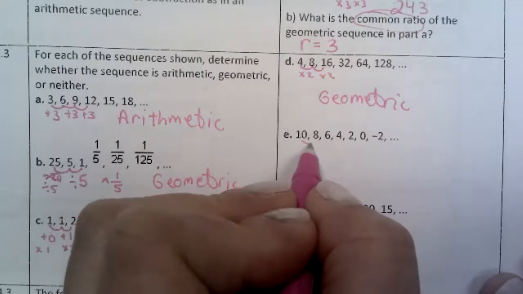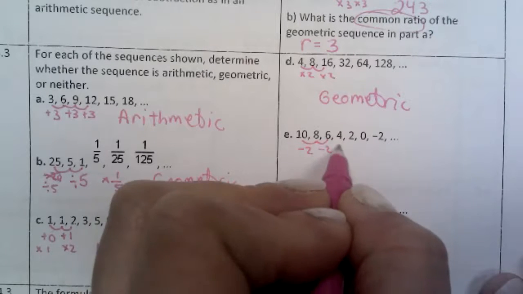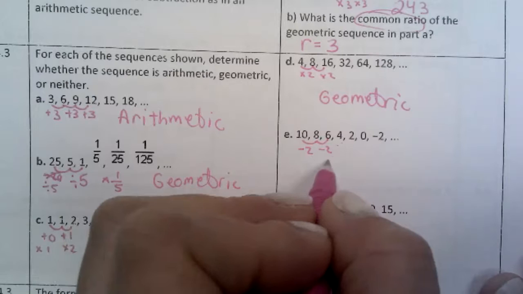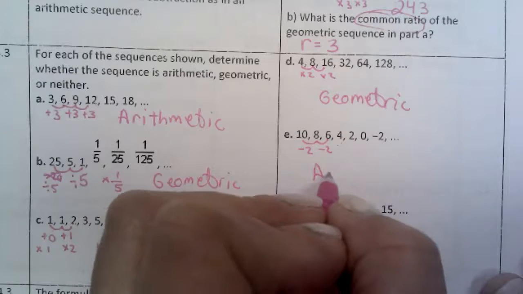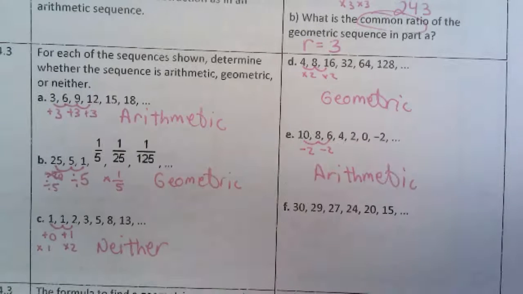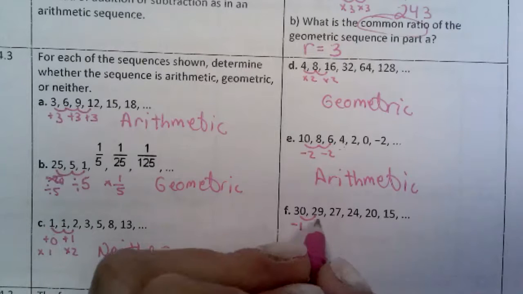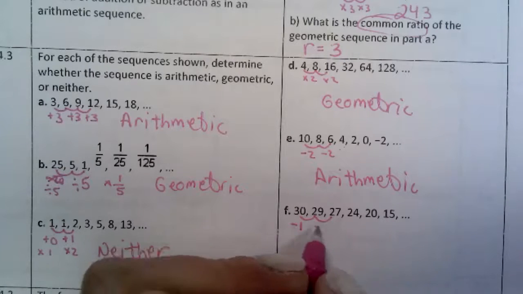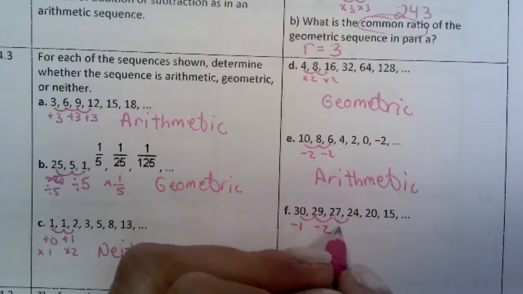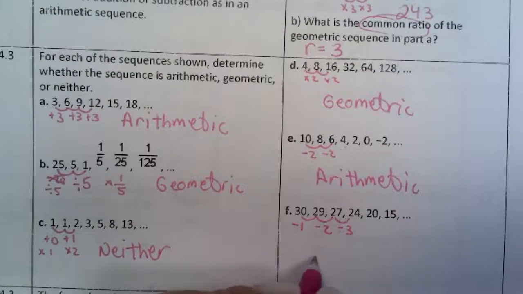The next one, to go from 10 to 8, subtract 2, 8 to 6, subtract 2, 6 to 4, subtract 2. So I'm subtracting 2 each time. Addition and subtraction is arithmetic. And then this last one, to go from 30 to 29, I would subtract 1. Then from 29 to 27, I would subtract 2. 27 to 24, I would subtract 3. So it's changing each time, which means that this is neither.